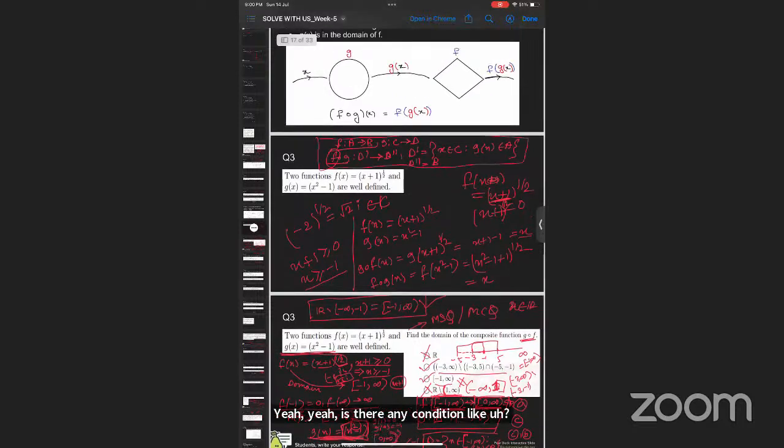This is the condition. If we have f from A to B and g from C to D, then the domain of f compose g is D dash, where D dash means x belongs to C, the domain of this function, such that the functional value is in A. Okay. This is the condition. Okay, I'll work on this condition then.